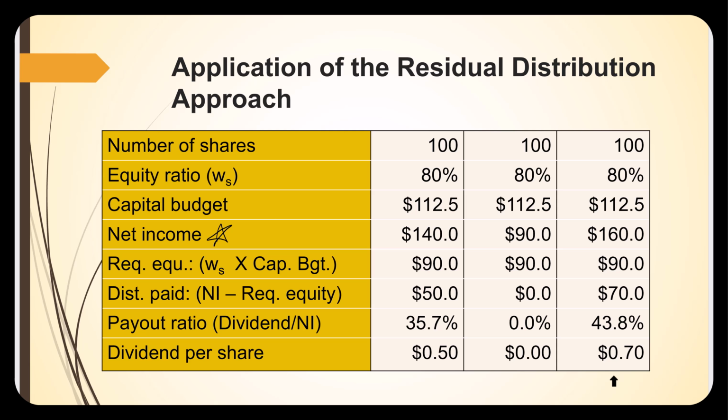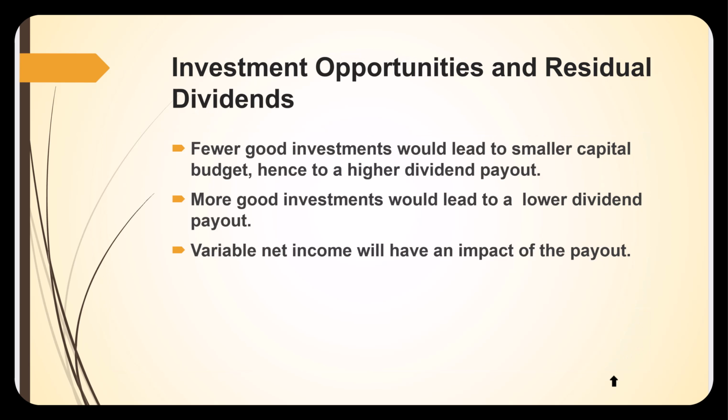So what this illustrates to us is that this residual model might give us a good starting point to try to see what dividends we ultimately could pay out based on our decisions of equity, our capital budget, and our estimated net income. But it also is not going to give us an exact number for us to pay.